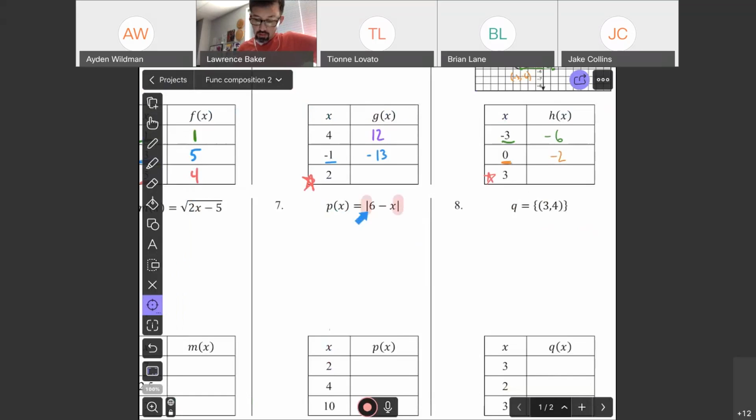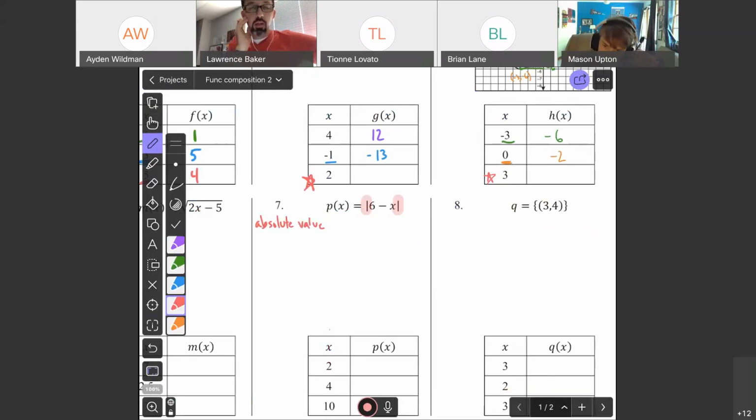What are these bars called? How do we say that? Absolute value. All right, Mason. Remember absolute value, Tian? What'd you say? I was talking to Tion. If you remember, now that we got a prompt there. Remember absolute value, Tion? Do you remember what absolute value means, now that we know what it's called?